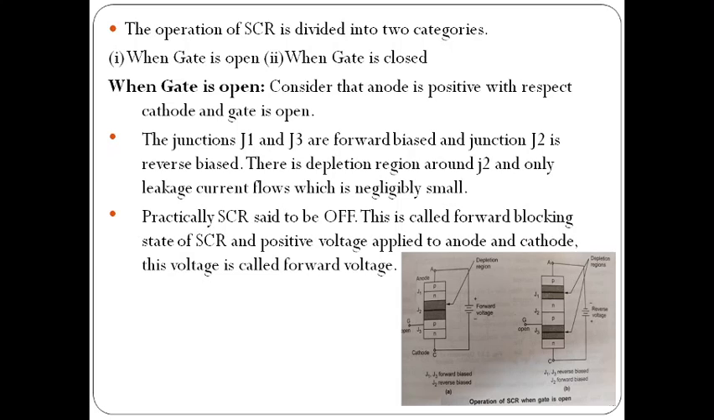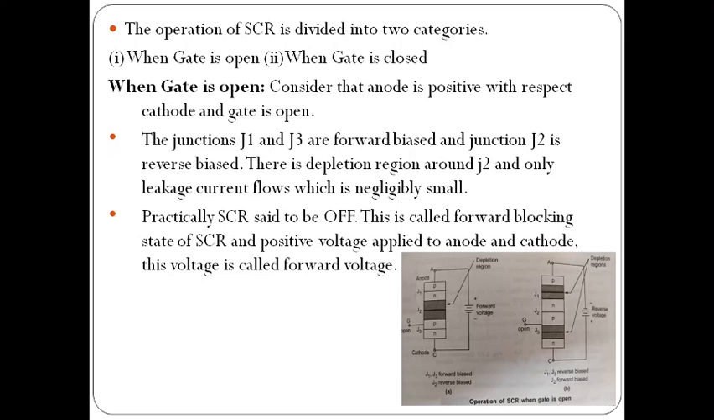First, we consider the gate open and the SCR in forward bias, that means the anode terminal is more positive with respect to the cathode. You can observe this in figure A. Here the positive terminal of the battery is connected to the anode, the negative terminal to the cathode, and the gate terminal is open. Due to this, junctions J1 and J3 are forward biased and junction J2 is reverse biased.